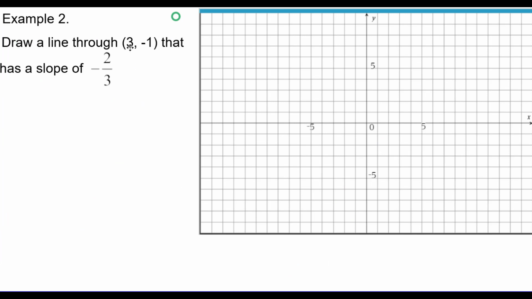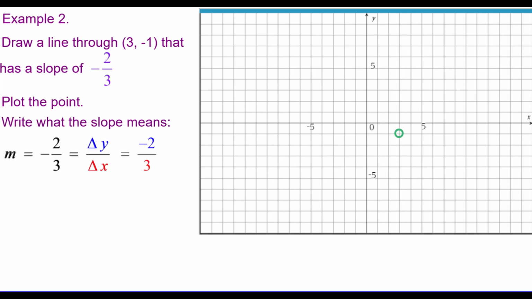Example 2, through the point 3, -1, draw a line that has a slope of negative 2/3. First, we plot the point 3, -1. We write again what the slope means. And we're going to write negative 2/3 as negative 2 divided by positive 3 in this case. So the change in y is negative 2, while the change in x is positive 3. So from that point, we'll go down 2 and to the right 3 and plot a point. Down 2, right 3, again, get another point.